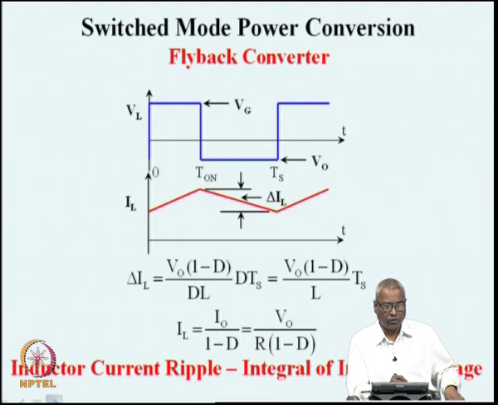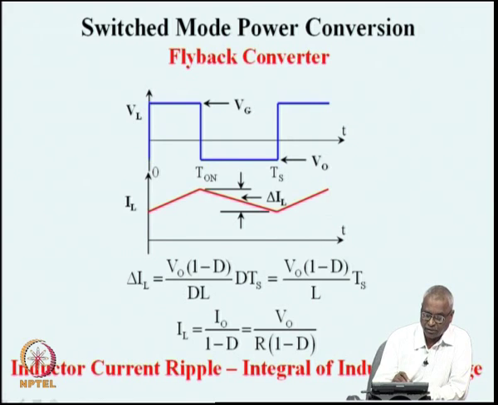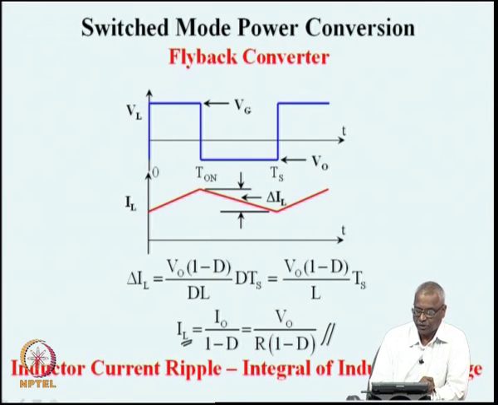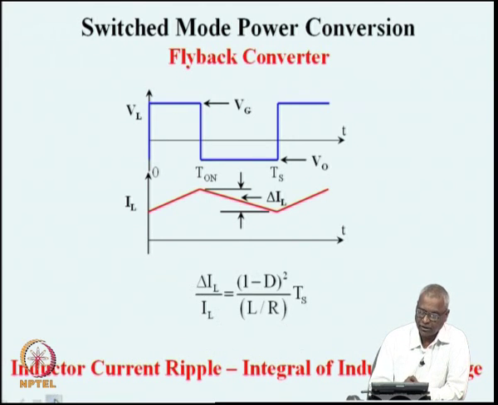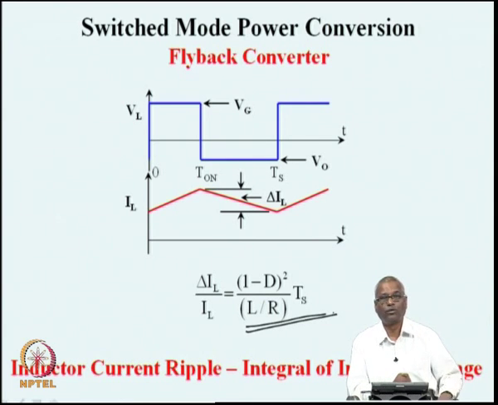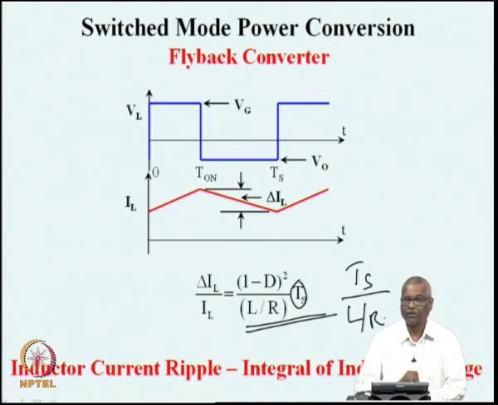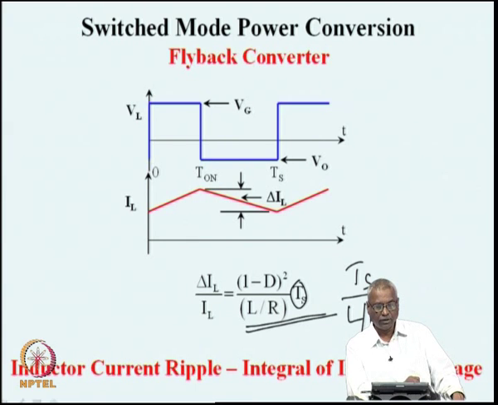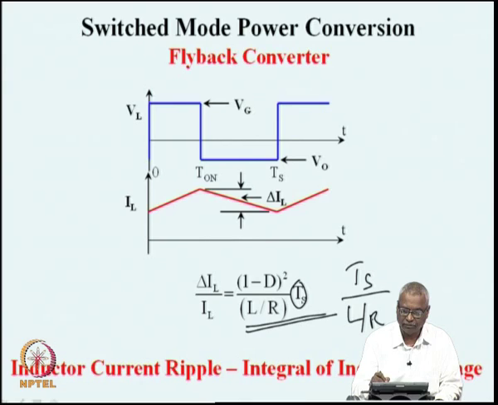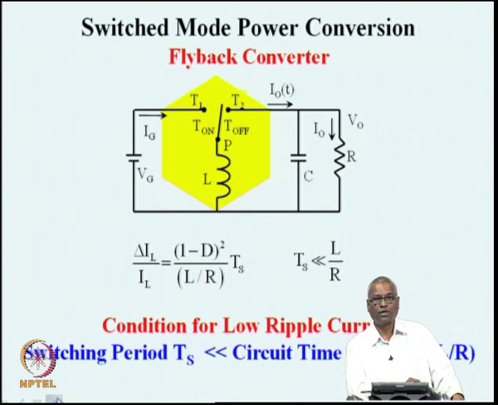It is always good to represent the current ripple as a fraction of the current through the inductor. IL is related to the output current, V naught by R, divided by 1 minus D. Delta IL, we had just now found, is V naught by L into 1 minus D Ts. If we combine these two quantities, we get the ratio of the ripple current to the average current in the inductor, which is 1 minus D whole squared, Ts by L by R. Ts is the switching period, and L by R is the time constant of the load and the inductor. If the switching time is very small compared to the time constant of the converter, then this ripple will be small, and that could be one of our conditions for design of the converters.